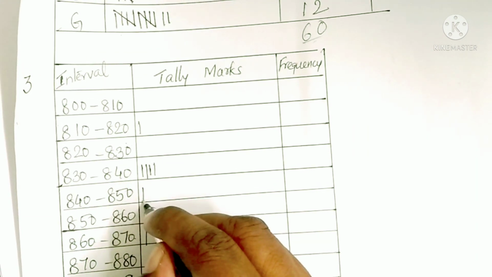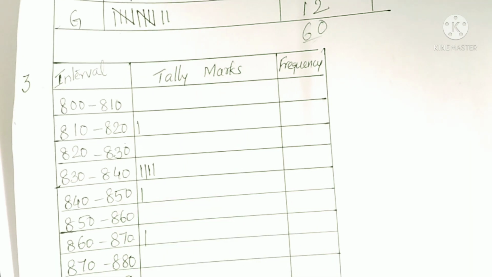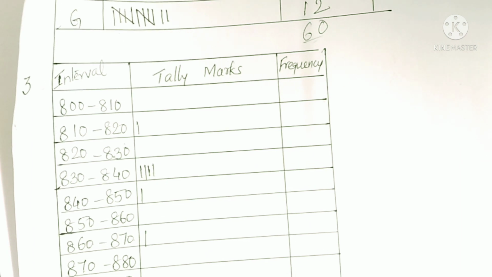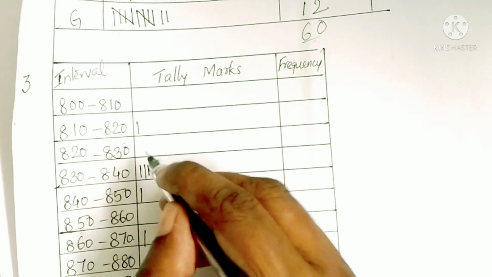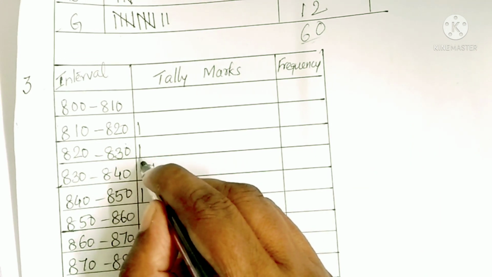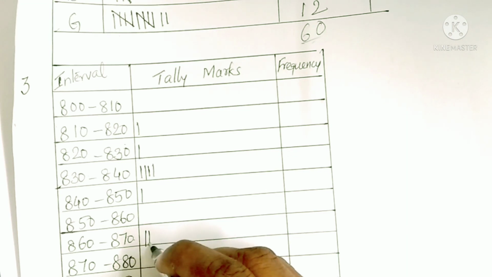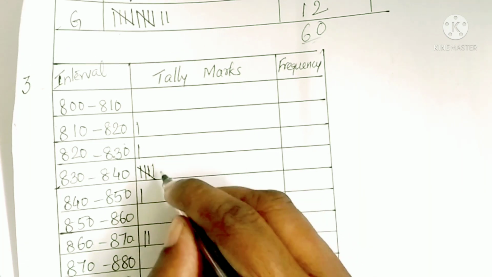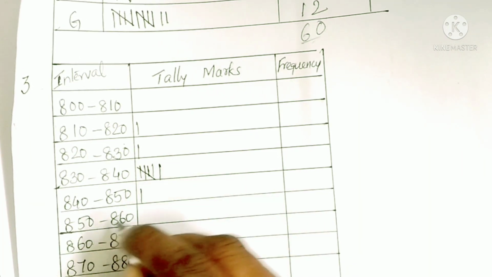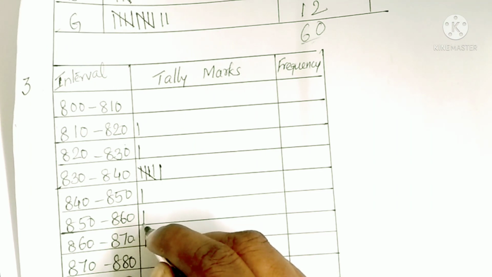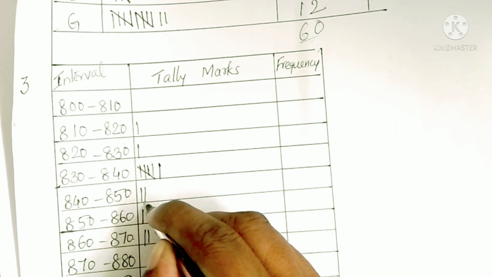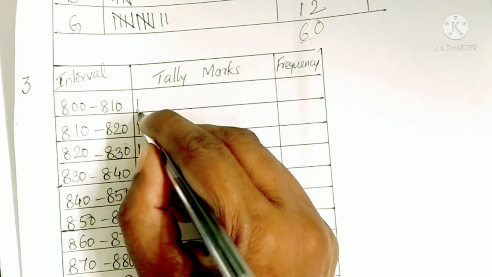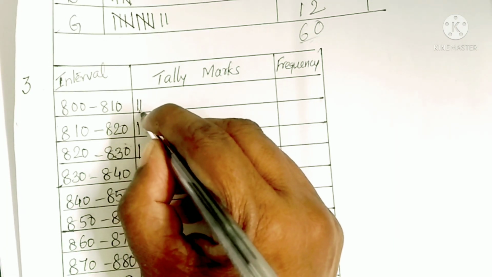845 will be here. 898, 890 to 898. So here again 890. Then 820 will be counted here. Then 860 here. 832 here. 833 in the same. Then 855 will be here. And 845 will be here. 804. This is 800 and 804. 808 also in the same.